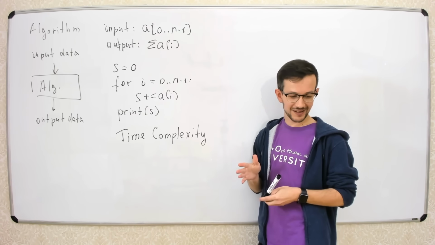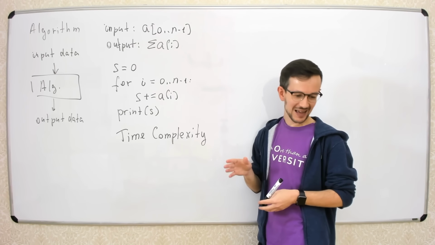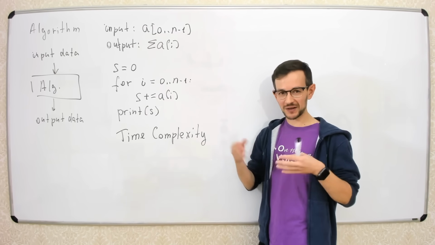Again, time complexity is basically the time that your algorithm spent to solve the problem.